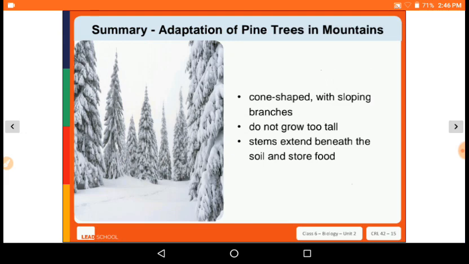And in the mountains, the trees are cone shaped with sloping branches, do not grow too tall, and the stems extend beneath the soil and store food.